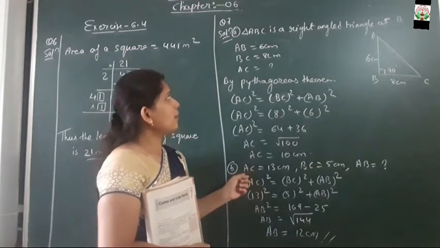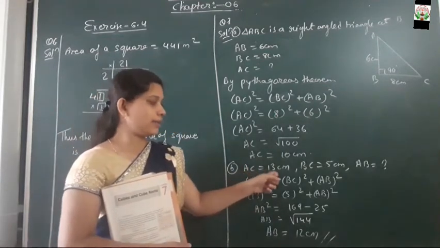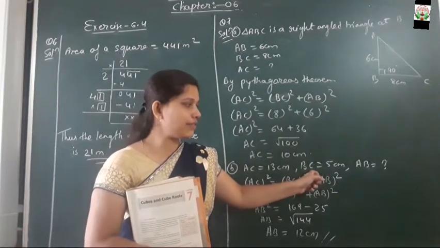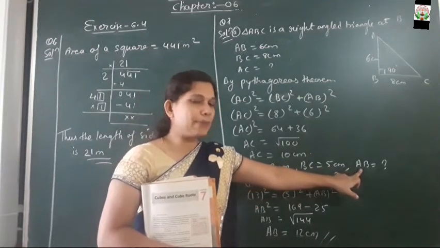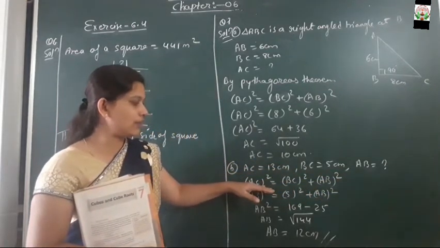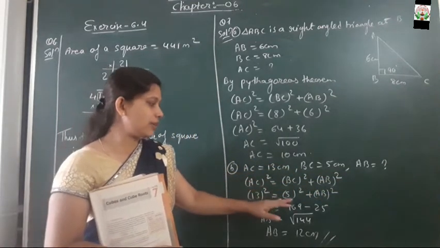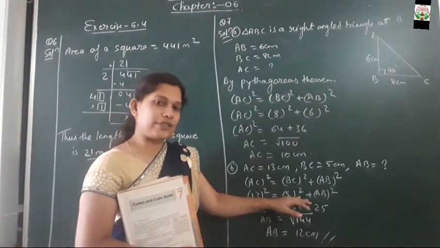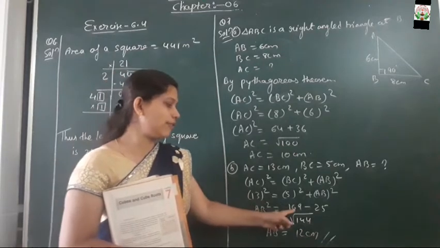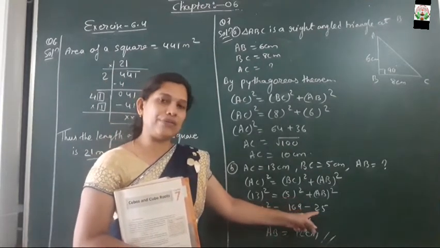Moving toward the B part of question number 7, here AC, that means the hypotenuse, is given as 13 cm, BC, that is the base, is given 5 cm, and AB, which is the perpendicular, that's the value we have to find. So this is the formula for the Pythagoras theorem. AC is 13 cm square, BC is 5 cm square, AB value we have to find. So 13 into 13 will be 169, 5 into 5 will be 25.